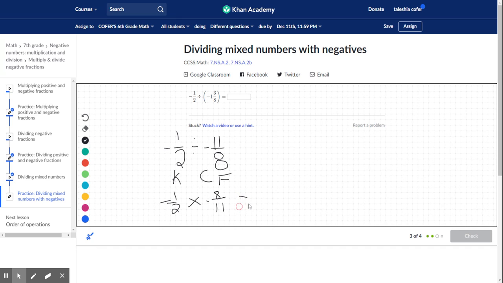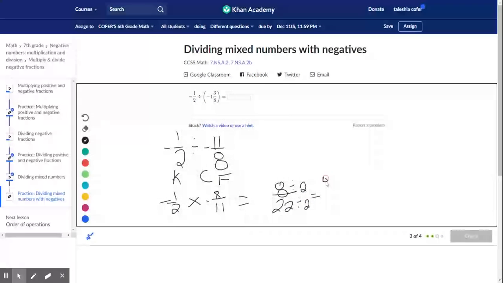Well, first, let me show you what it looks like if I don't reduce. 1 times 8 is 8. 2 times 11 is 22. I realize that I can divide the top and the bottom by 2, and I'm left with 4 over 11.